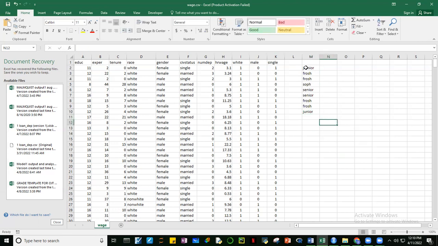Okay, what if we have several levels? Kunyari ito, 4 na levels: junior, frosh, sophomore. Okay. All right. What will happen here, guys? Di ba, introduce lang 0 and 1. Hindi naman 0, 1, 2, 3, no?